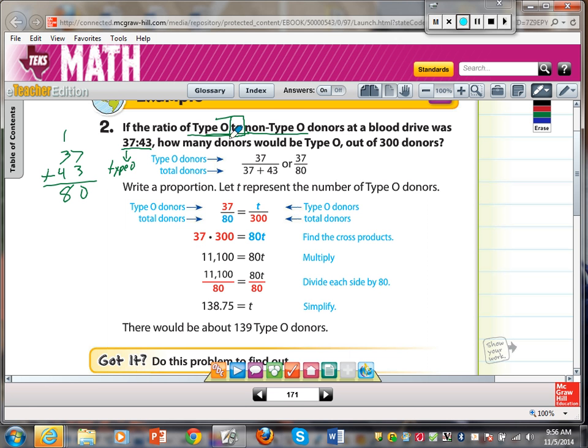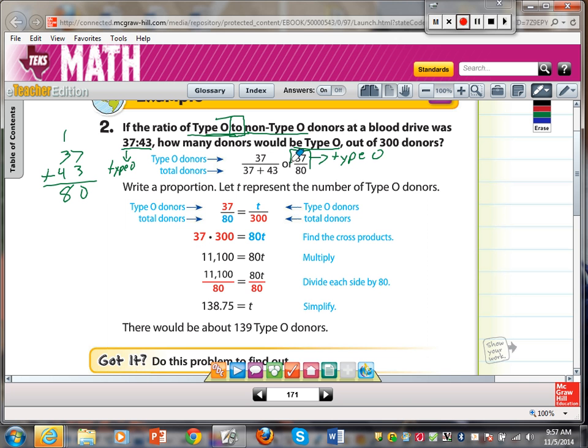So then they ask you here, how many donors would be type O? This is how you find out. Since type O was mentioned first to non-type O, then this one represents the type O. This is the non-type O. If this one is first, then this one is first. This one is second, then this one is second. And that's how you correlate. So then, oh, they already added it here for us. So 37 plus 43 is 80. So out of 80 total donors, 37 were type O blood type. So now you can set up your proportion.